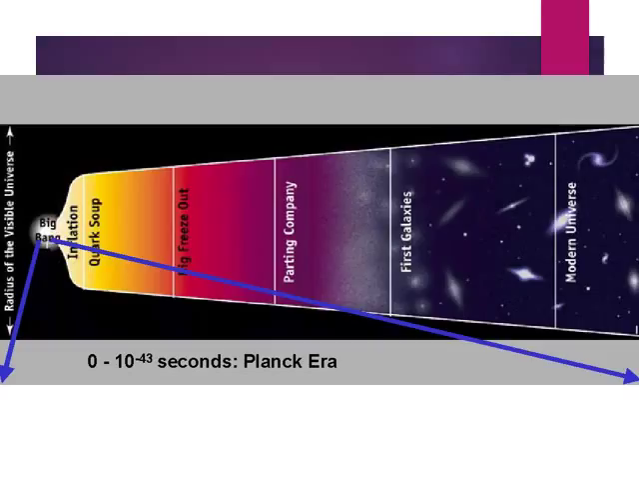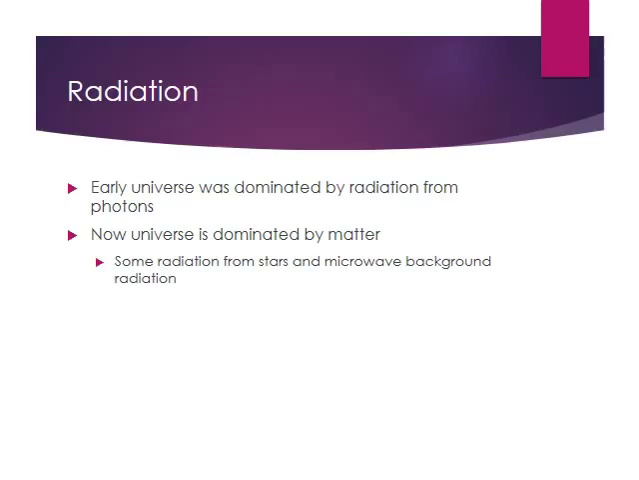Here again we can see 0 to 10 to the minus 43 seconds as the Planck era. We've got the Big Bang followed by a rapid inflation, quark soup. Then we get to eventually the modern universe down here. So of course radiation dominated the early universe from the radiation from photons, and now the universe is dominated by matter. Some radiation from stars and microwave background radiation.